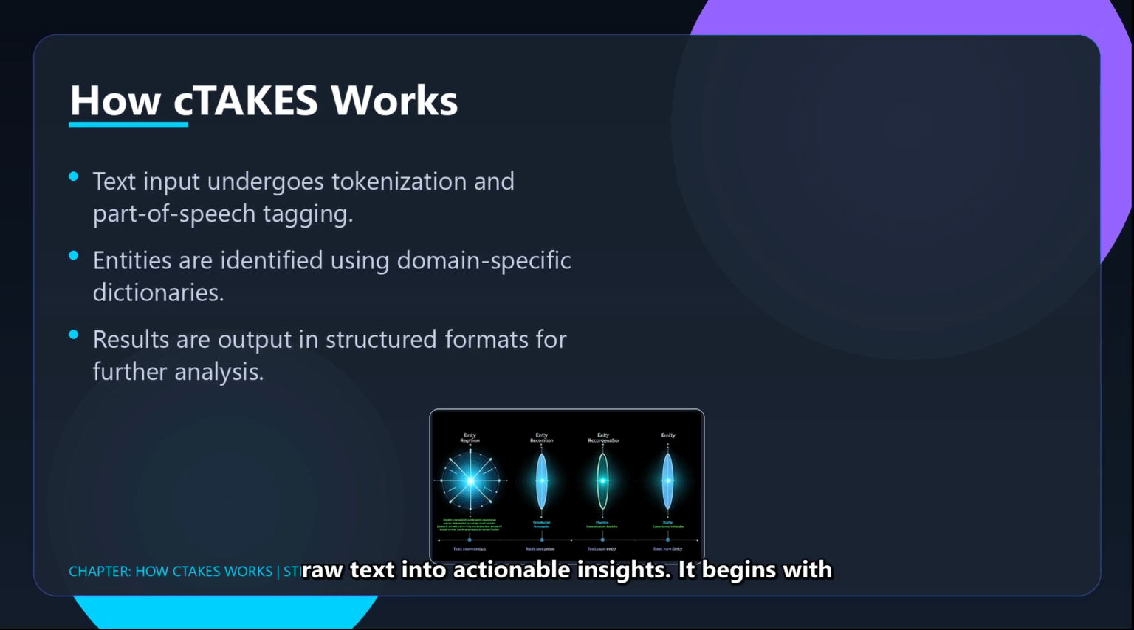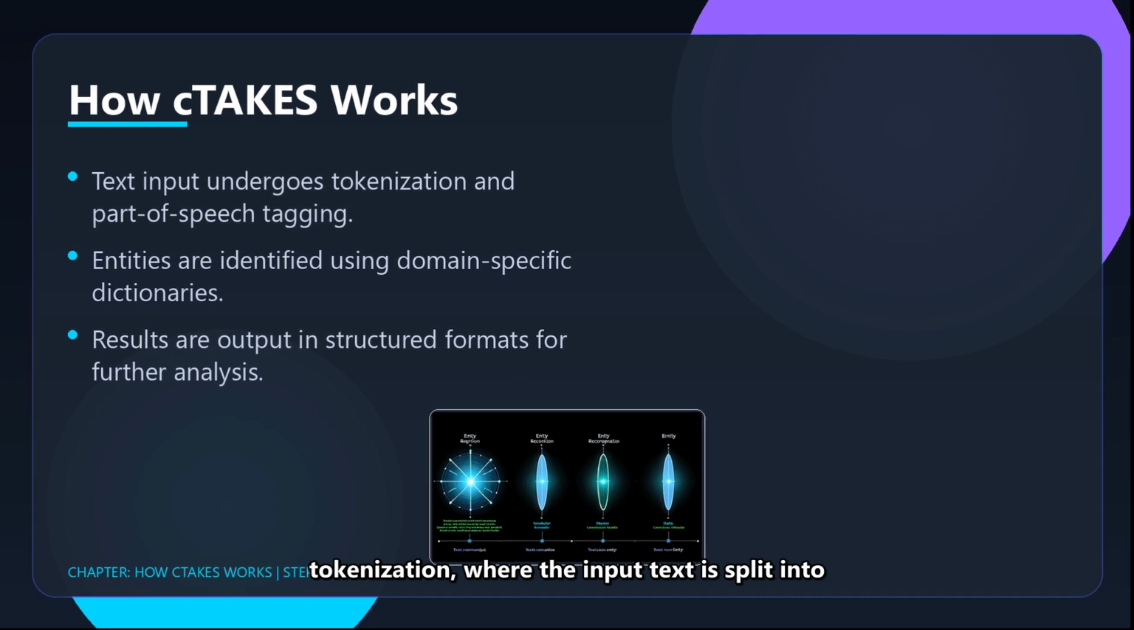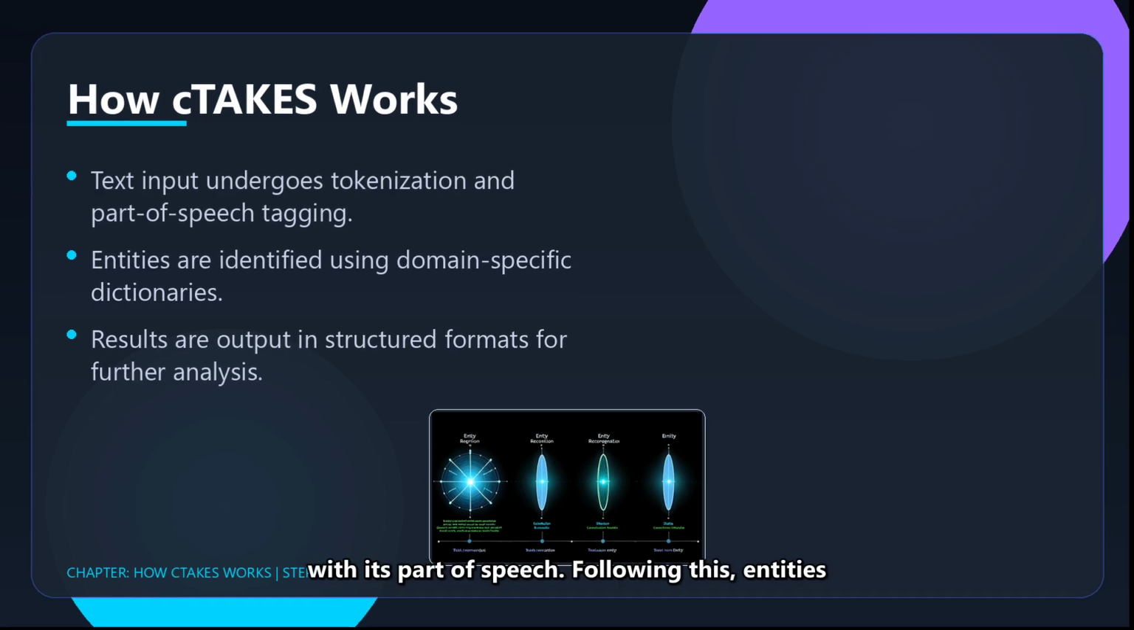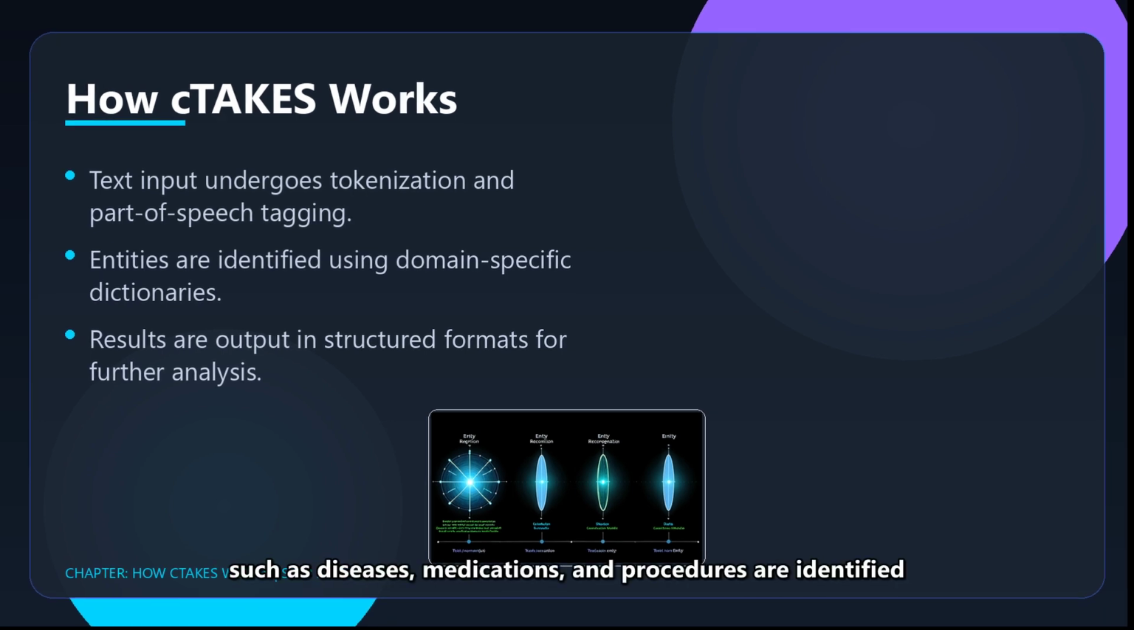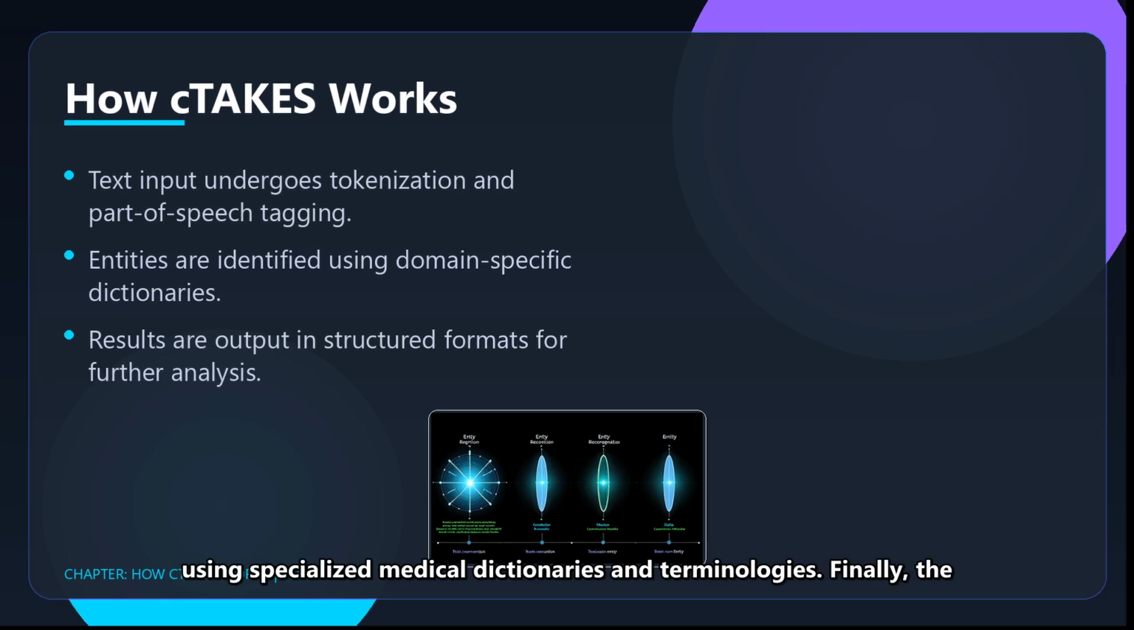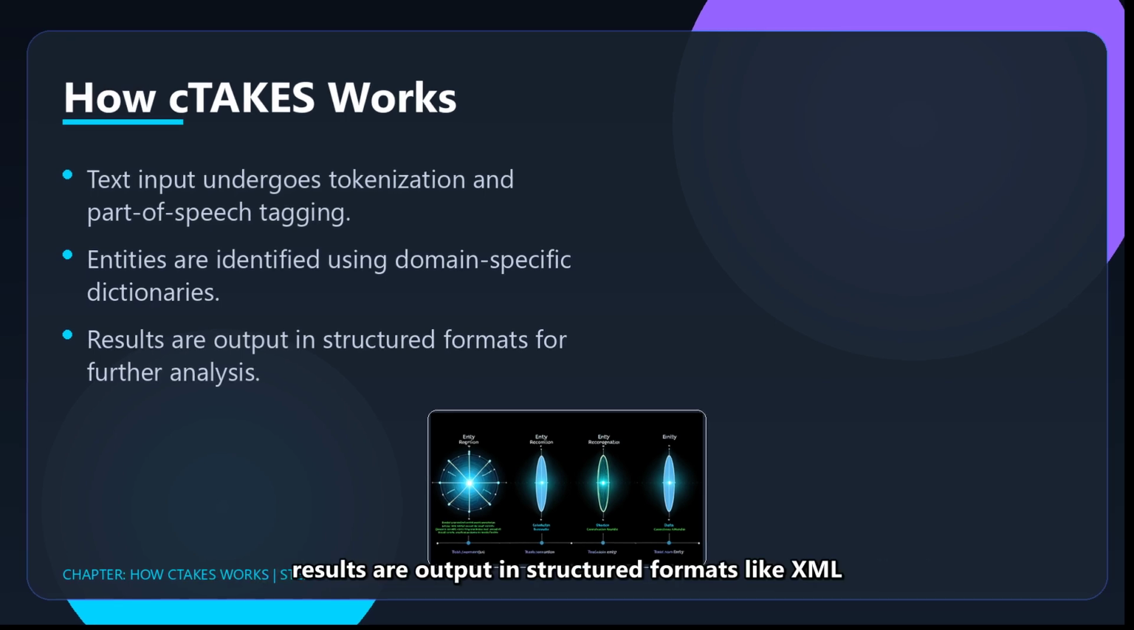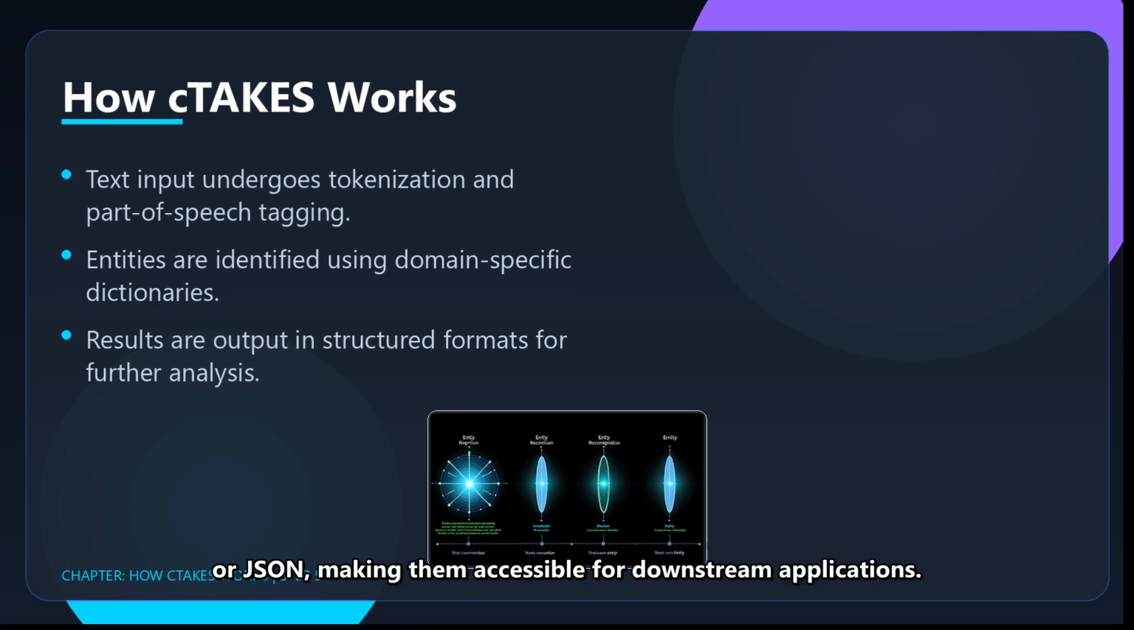It begins with tokenization, where the input text is split into words and phrases. Each token is then tagged with its part of speech. Following this, entities such as diseases, medications, and procedures are identified using specialized medical dictionaries and terminologies. Finally, the results are output in structured formats like XML or JSON, making them accessible for downstream applications.